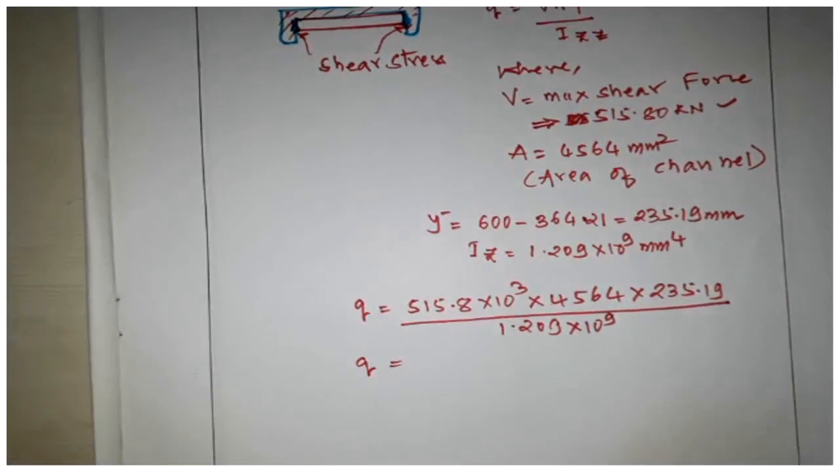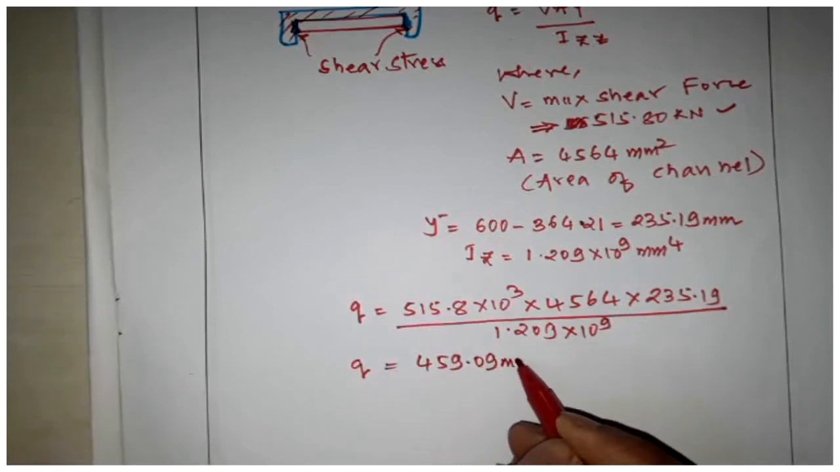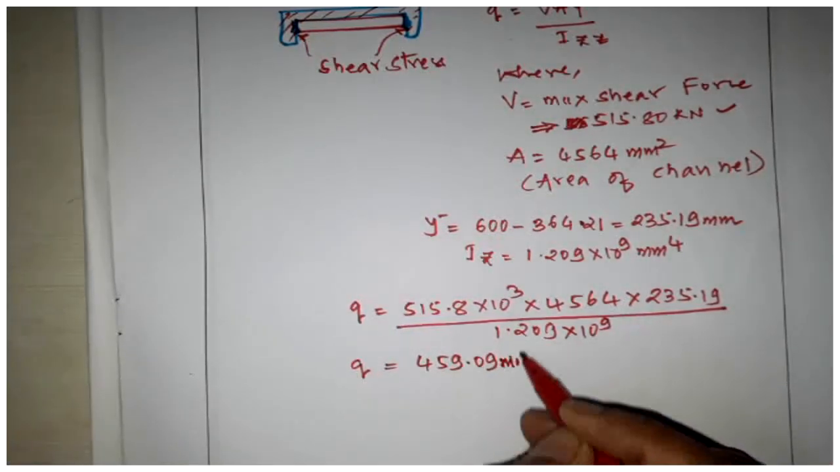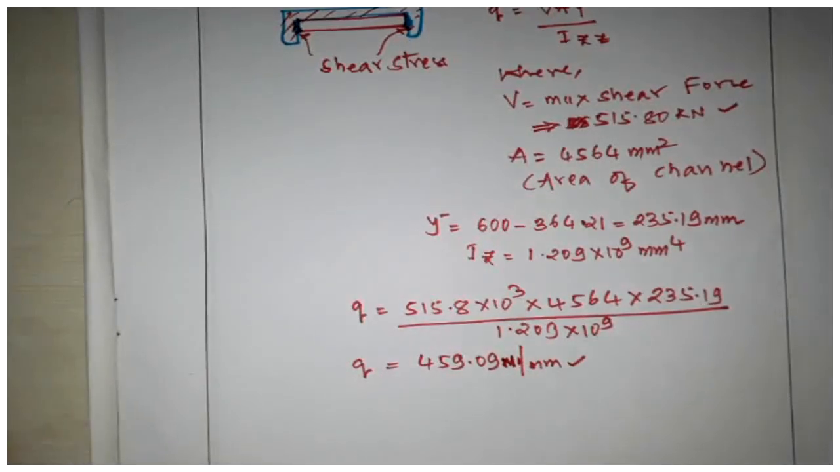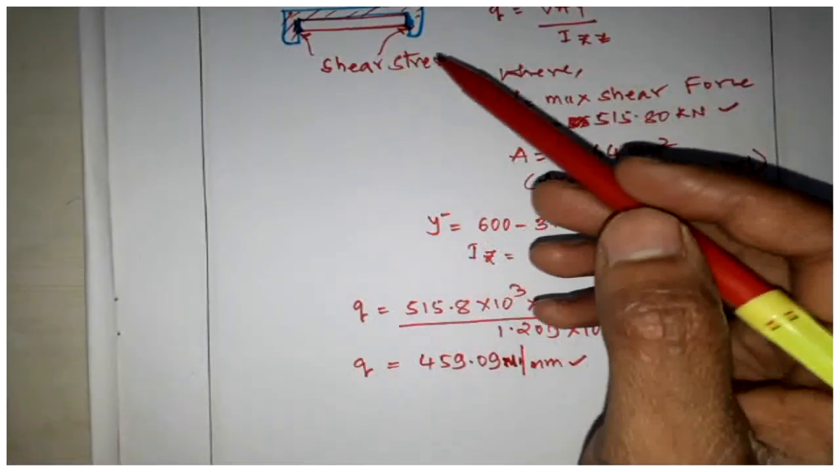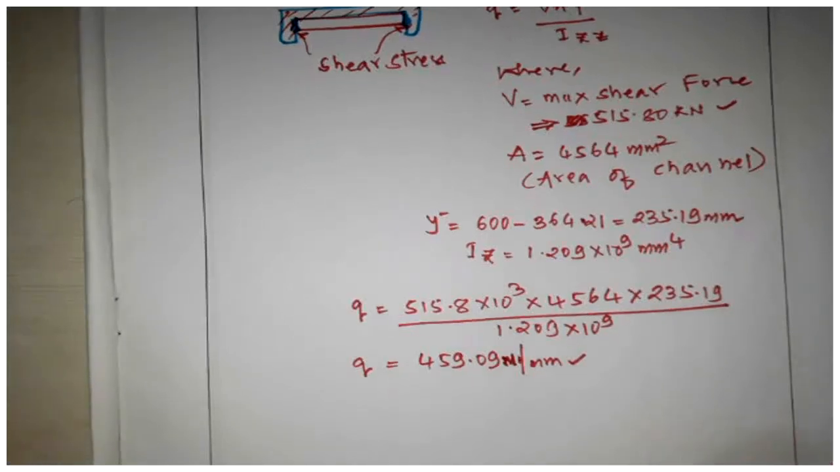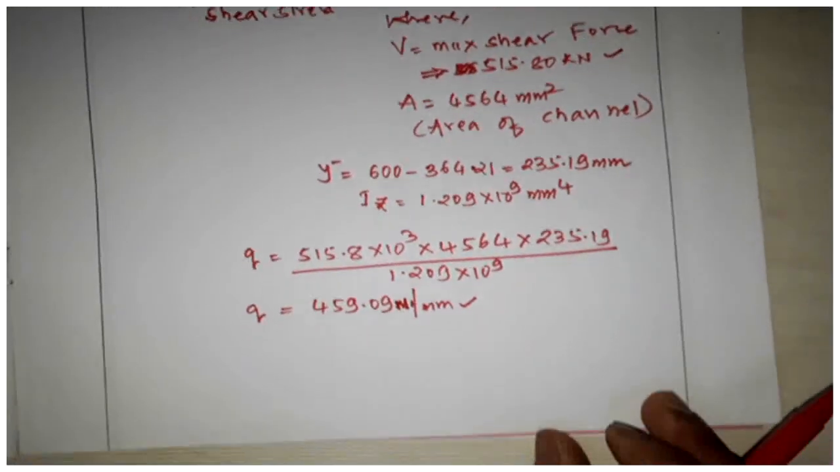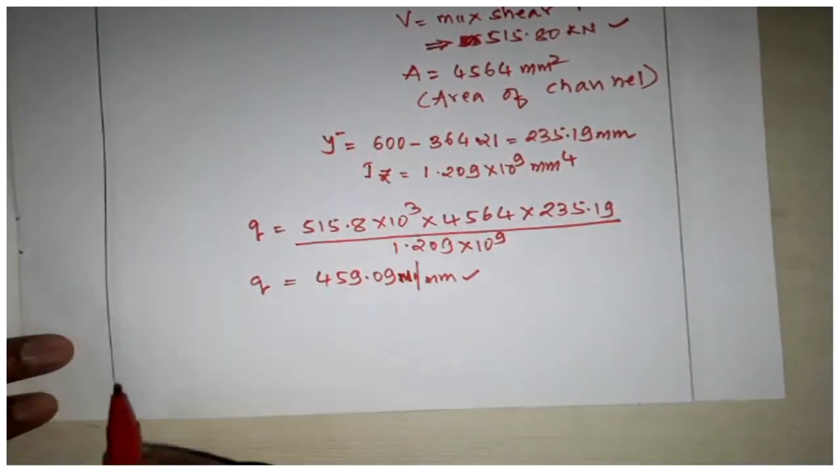We get here it is 459.09 Newton per mm. So this is the shear stress developed in the junction, that is for per mm. For the per mm length of connection, we got 459.09 Newton per mm. Okay. Now we have to find out the strength of weld per mm again. We have to find out the strength of weld. So here next is, because we have to equate this to our strength of weld.